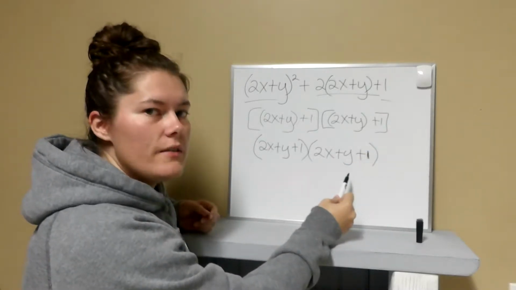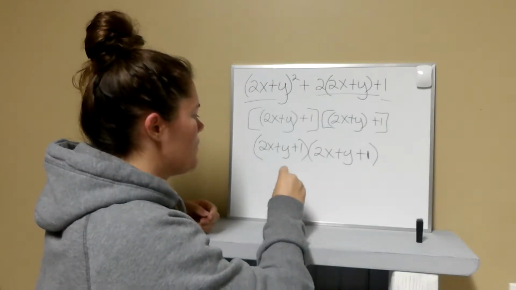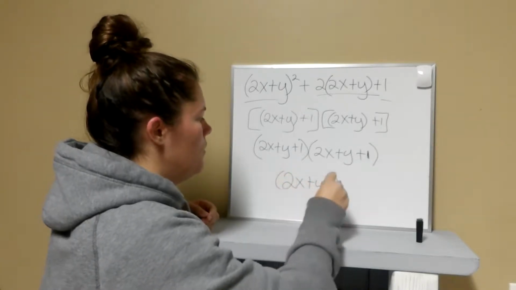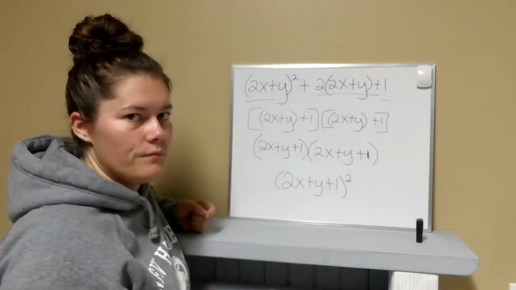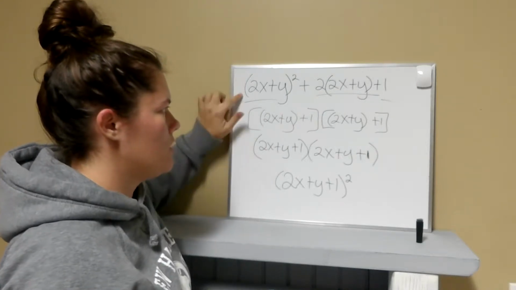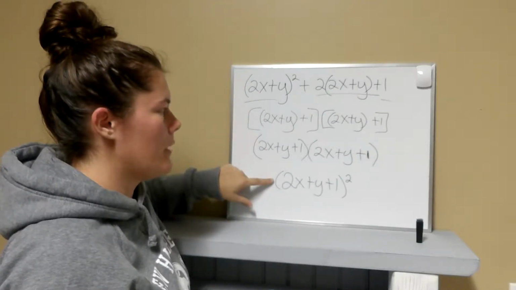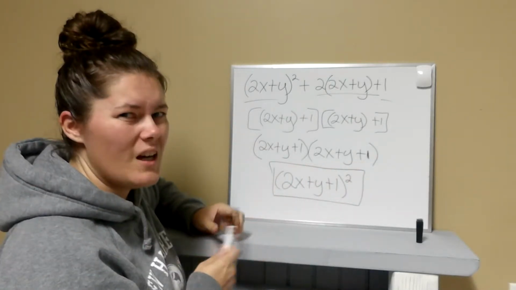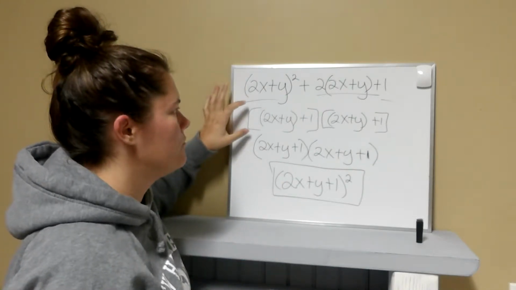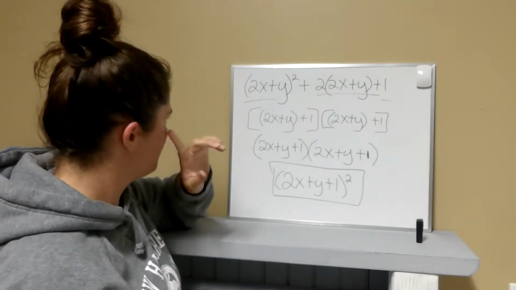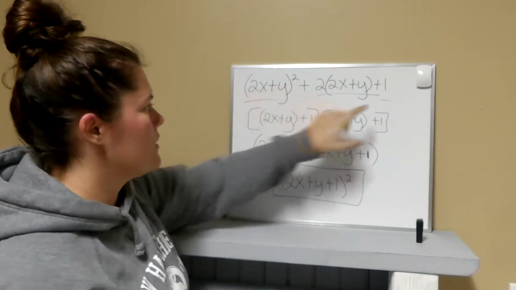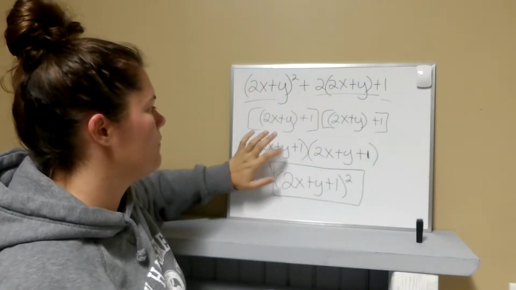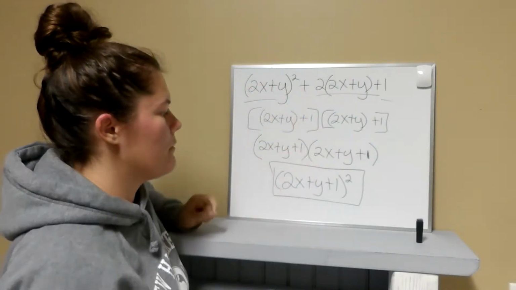So you could leave this as your answer, or an easier way to write it would be 2x plus y plus 1 squared. So this would be the answer to this equation. 2x plus y plus 1 squared would be your answer. I really hope that makes sense. So the result of this and this is basically this. It's just multiplying 2 times this, which is basically splitting it all into 2.